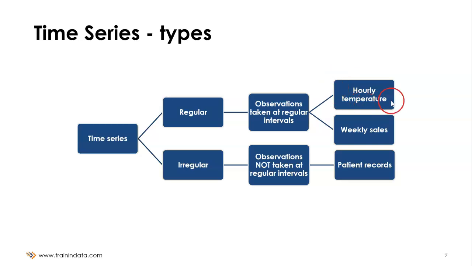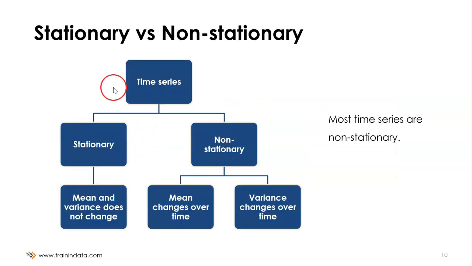If we record hourly temperature, then we have a temperature record for each hour. These are the time series that are the easiest to work with and that also feature in most books and courses. But time series can also be irregular. In this case, observations are not taken at regular intervals. For example, patient records. We will have information about the patient when the patient showed up to the clinic, for example. Time series can also be stationary or non-stationary.